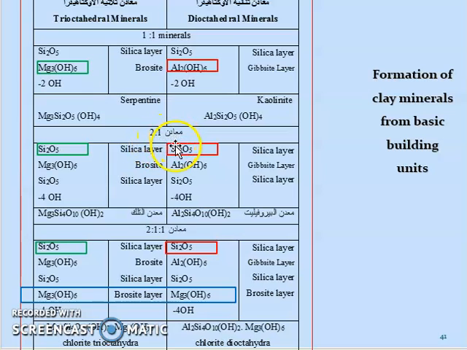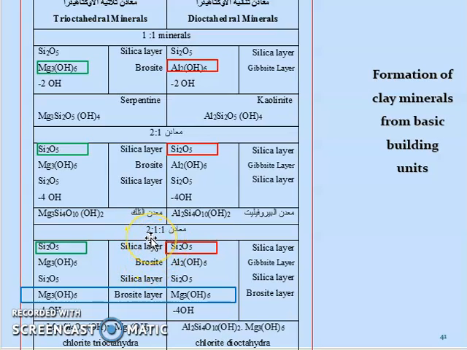2-to-1 mineral. In 2-to-1 minerals, there are 2 silicate layers and 1 gibbsite layer, and consequently 4 OH should be lost, and its chemical structure should be Al2Si4O10(OH)2. This mineral is called pyrophyllite. But in the trioctahedral mineral, Mg3 replaces Al2, and the mineral is called talc.